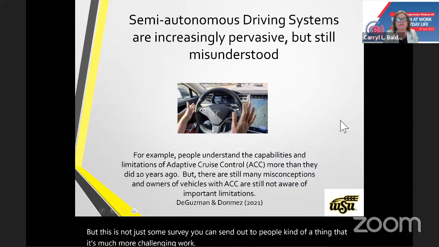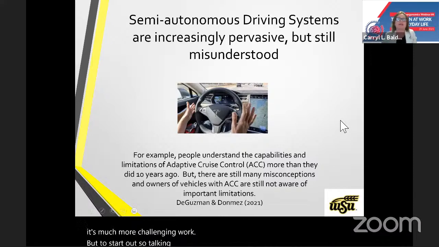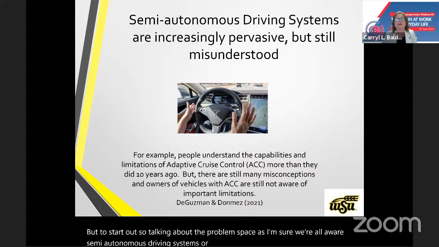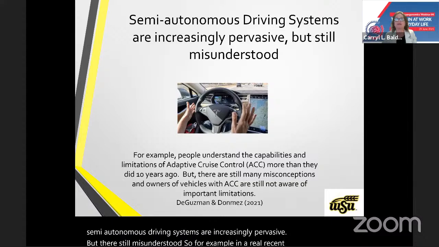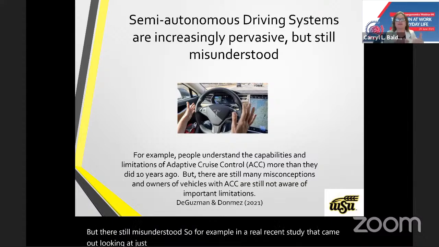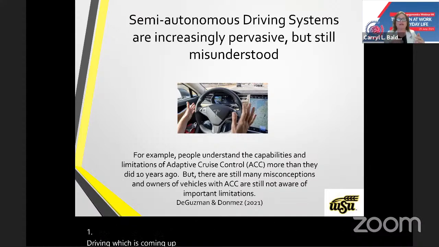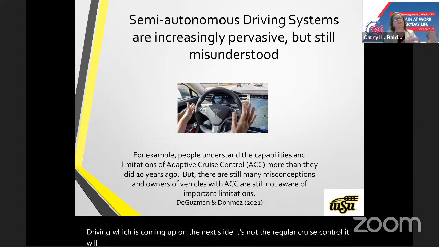But to start out, talking about the problem space, as I'm sure we're all aware, semi-autonomous driving systems are increasingly pervasive, but they're still misunderstood. For example, in a real recent study looking at just adaptive cruise control, so that's level 1 driving, which is coming up on the next slide, it's not the regular cruise control. It will literally keep you from running into a car right in front of you. It'll adjust your speed to that car.